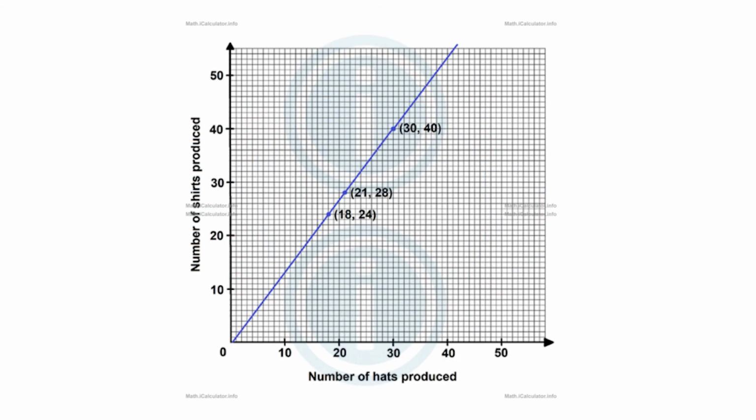B. If we look at the graph carefully, we notice that for 21 hats there are 28 shirts produced. This is because the point 21, 28 is a point of the graph. C. Again, by observing the graph carefully, we notice that for 24 shirts, there are 18 hats produced. This is because the point 18, 24 is also a point of the graph. As you see, if we have the graph of a ratio plotted, no further calculations are necessary. We can find all values needed by looking at the graph.